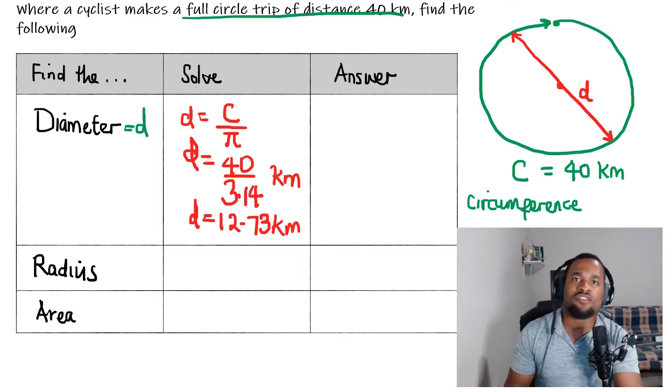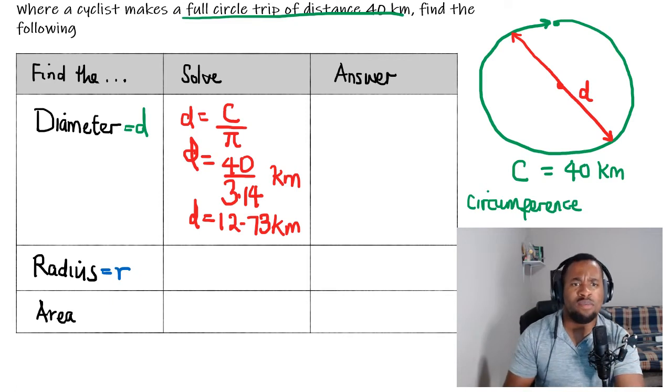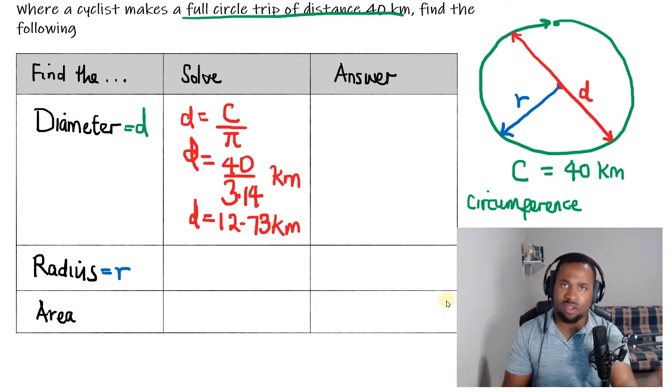Now that we've determined the diameter, our next task is to determine the radius. The radius is represented as r, and it can be determined in one of two ways, either by using the circumference, which is given in the question, or by using the diameter. Remember that the radius is from the midpoint of our circle to one end of our circumference. Let's talk about the two ways and see how we can determine the radius.